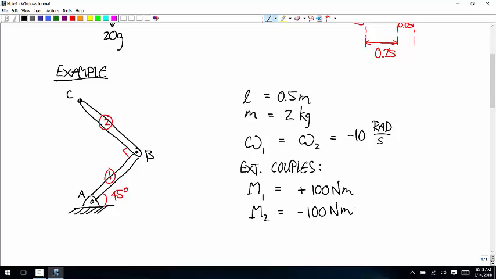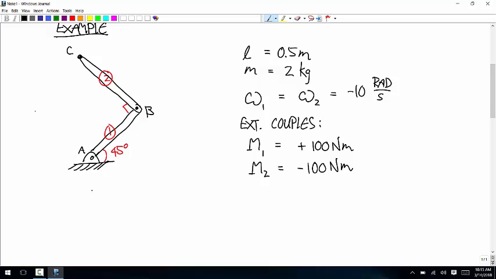Okay, so we're trying to apply a couple that's going to tend to straighten the elbow. Okay, so think about that. Does that sort of make sense that that's what this will do? On M1, we're going to apply a clockwise moment. On M2, on body 2, we're going to apply a counterclockwise moment. No, a clockwise moment. And so that's going to straighten that elbow. And we want to calculate the acceleration at C.